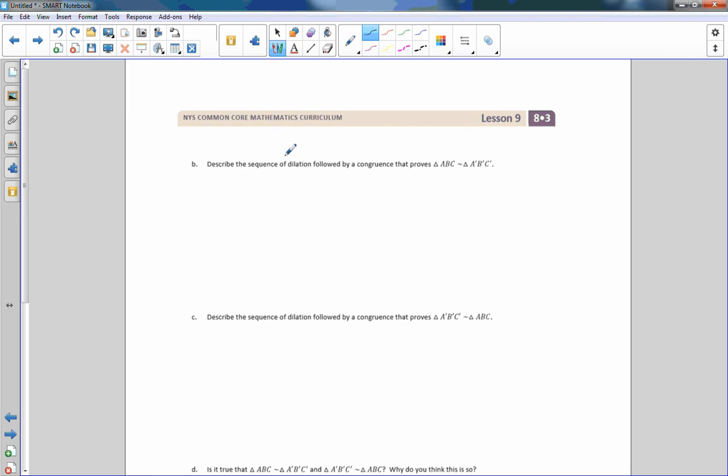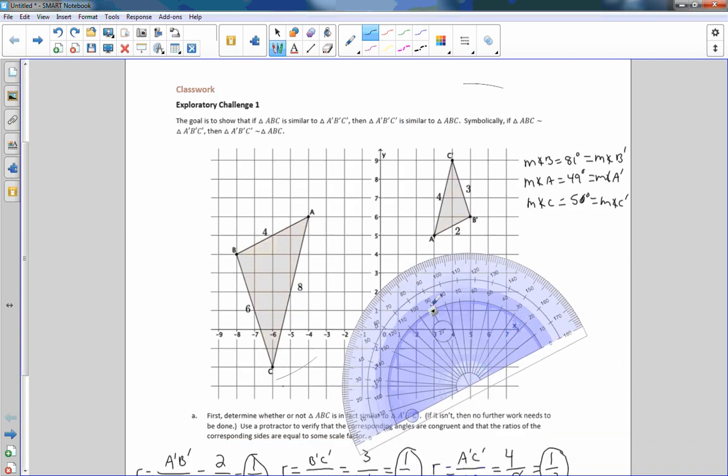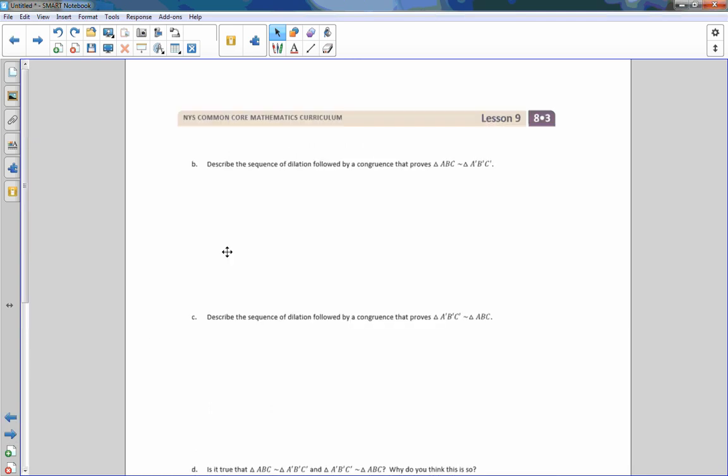All right, B, describe the sequence of dilation followed by congruence that proves they are similar. Now they want us to map one to the other. So let me get rid of this. Okay, so now they want us to move this stuff around. So this is just doing what we did in lesson 8. But did they say what we should do first? Describe a sequence of dilation followed by a congruence. So we want to dilate first and then do a congruence.